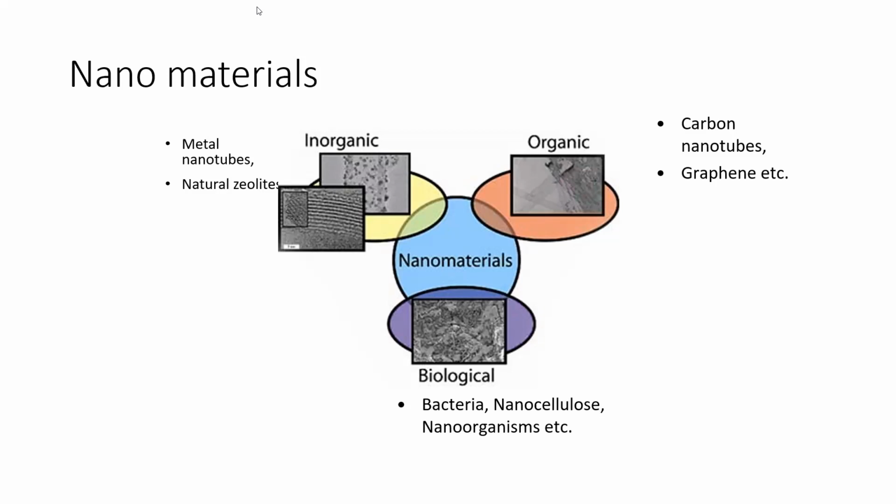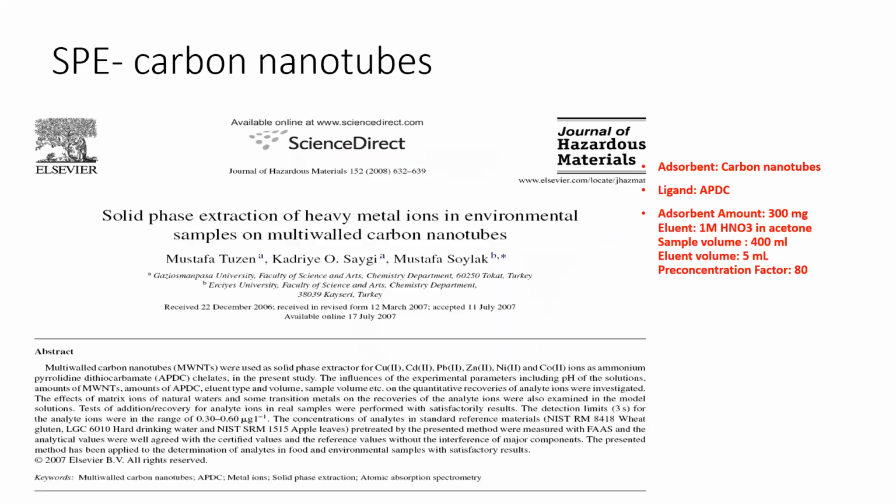Generally, organic adsorbents, inorganic adsorbents, and biological adsorbents could be used. Also hybrid materials, which contain inorganic-organic combinations, inorganic-biological combinations, or organic and biological systems, could be used. For example, as organic materials, carbon nanotubes, graphene, metal organic frameworks, and as biological samples, we can give bacteria, nanocellulose, nanoorganisms, and others. For inorganic adsorbents, metal nanotubes, natural zeolites, and others could be used in solid phase extraction studies.